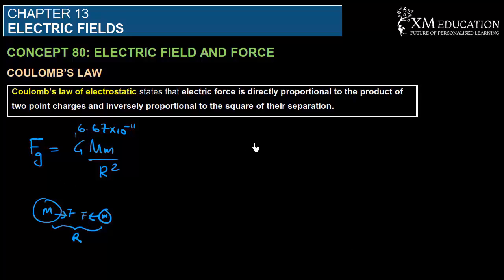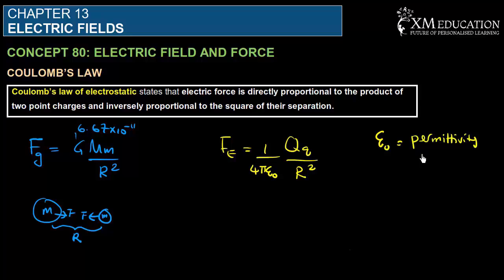What about electric force? Electric force is very similar to gravitational force. Electric force is QQ over r squared as well. See, it's similar, but the constant here is 1 over 4 pi epsilon naught. What is epsilon naught? Epsilon naught is called the permittivity of free space, in vacuum. Free space means vacuum, okay? 8.85 times 10 power minus 12. Well, this will be given in your data booklet. You just sub inside here and get the number.